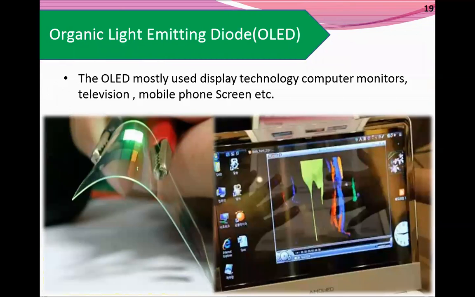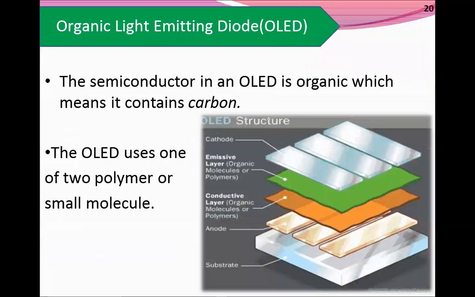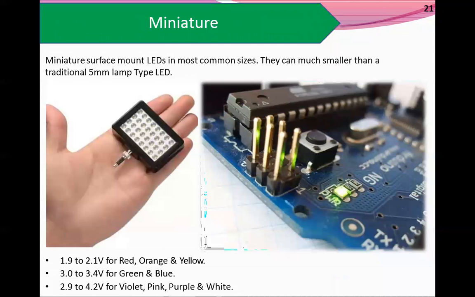The next, organic light emitting diode. The OLED is mostly used in display technology like computer monitors, televisions, mobile phone screens, etc. The semiconductor in an OLED is organic, which means it contains carbon. The OLED uses one of two: polymer or small molecules.